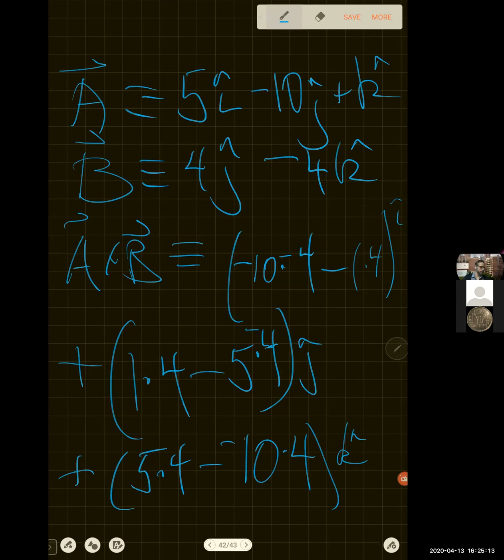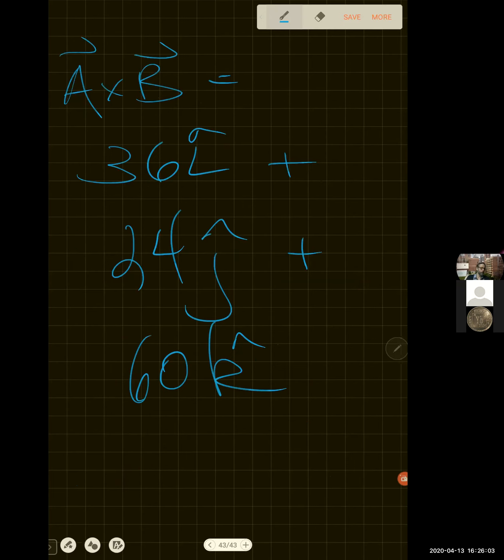Times negative 4. Yes, that's definitely right. Times B x, minus... yes, right, I think. I actually do believe this is the right answer. So it's a vector that is the sum of some components. That's A cross B.